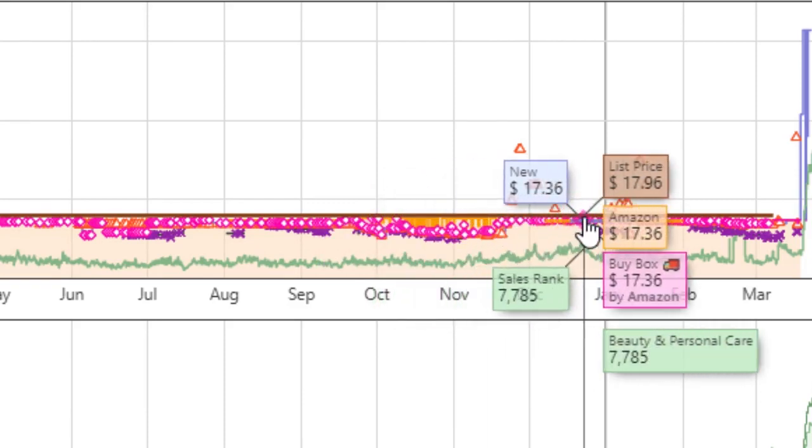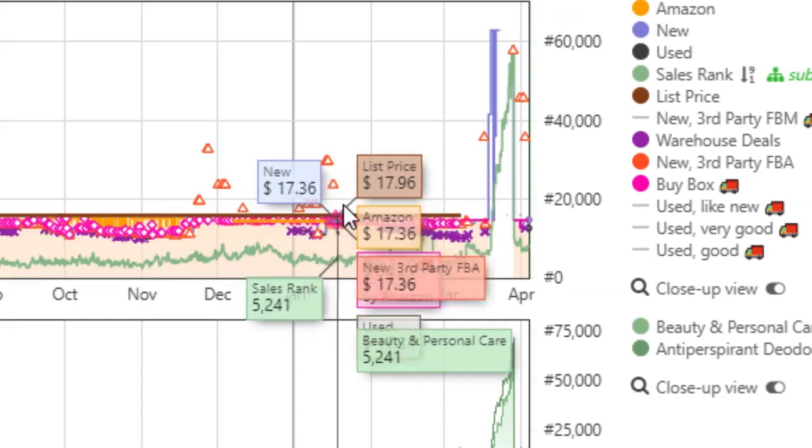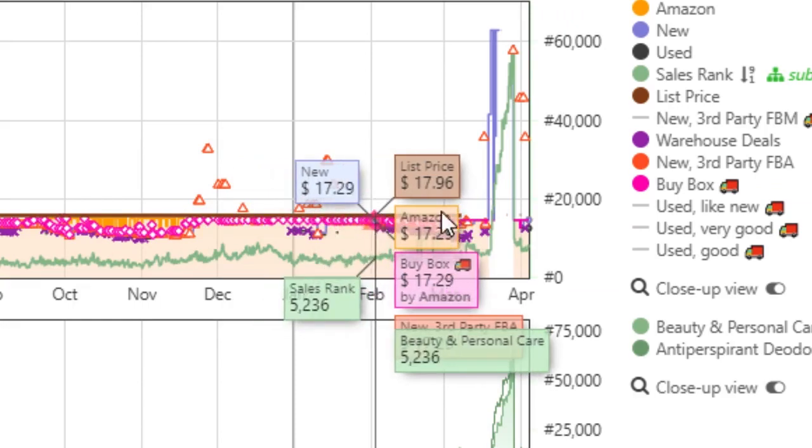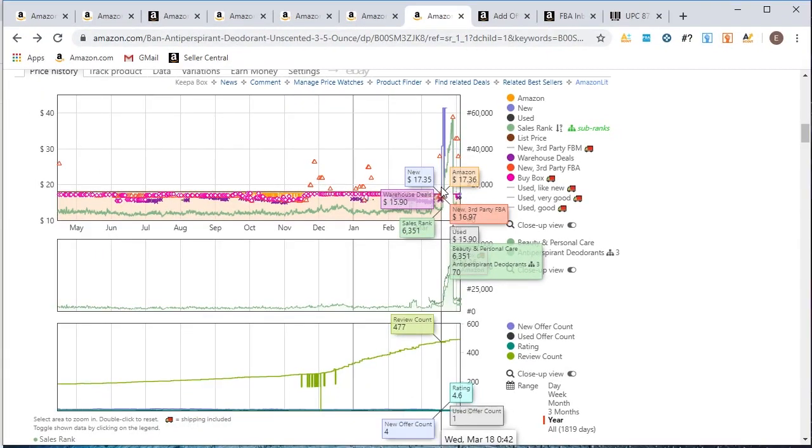This is a listing that Amazon consistently wins. You see it says buy box 1736 Amazon. So Amazon's consistently dominating the buy box on here. This is a listing you do not want to purchase inventory for. So those are just four different listings that you want to be analyzing on Keepa.